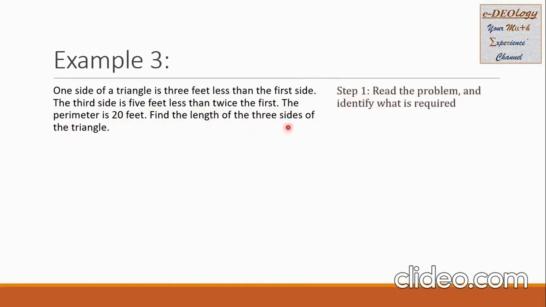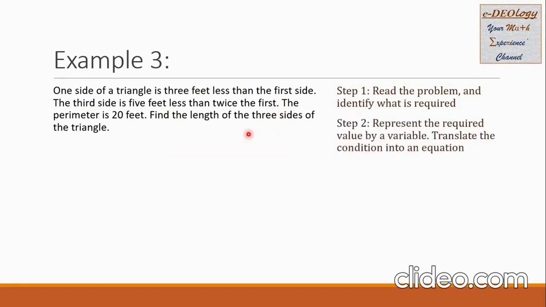Step 1. We read the problem and identify what is required. And that is the 3 sides of the triangle. Step 2. Represent the required value by a variable, and we will translate the condition into an equation. Let us draw one triangle here, and we will assign the first side to be x, and we say x equals the first side.